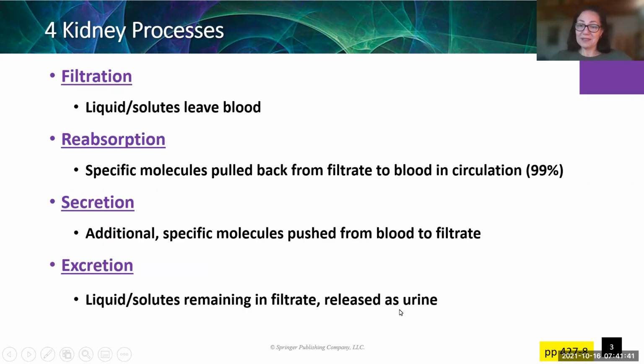Then the other way of simplifying things is there are 4 main processes that the kidney does through these structures called nephrons. Filtration. This is when a liquid and solutes leave the blood and go into some tubes in the kidney. Most of the stuff that we just filtered, most of that we're going to pull back. That's called reabsorption. Specific molecules are being pulled back from the filtrate. It's like 99% of what we just filtered gets pulled back.